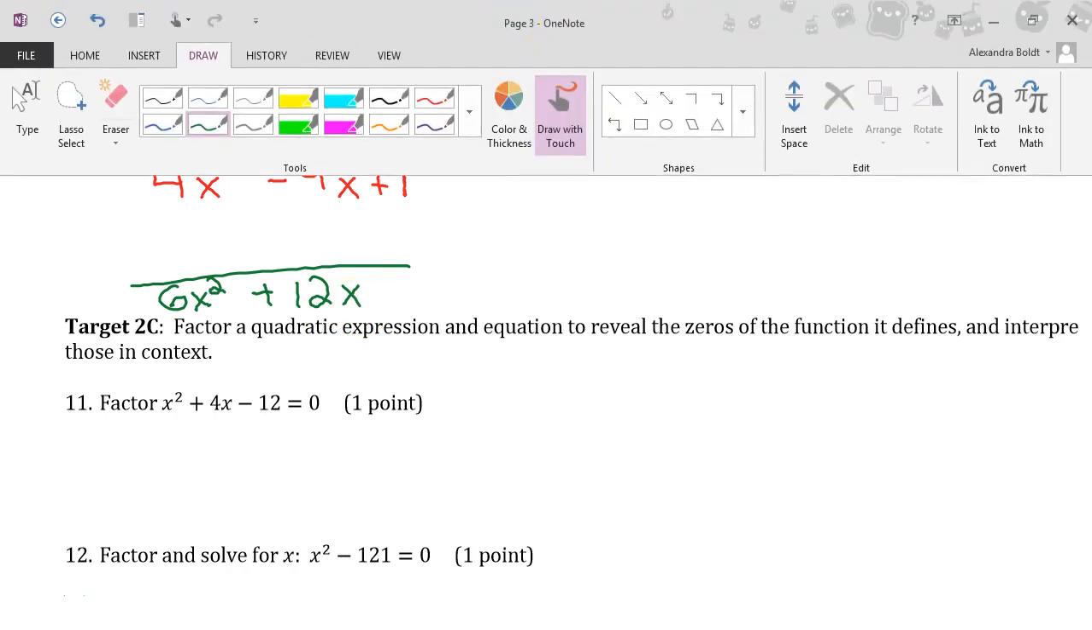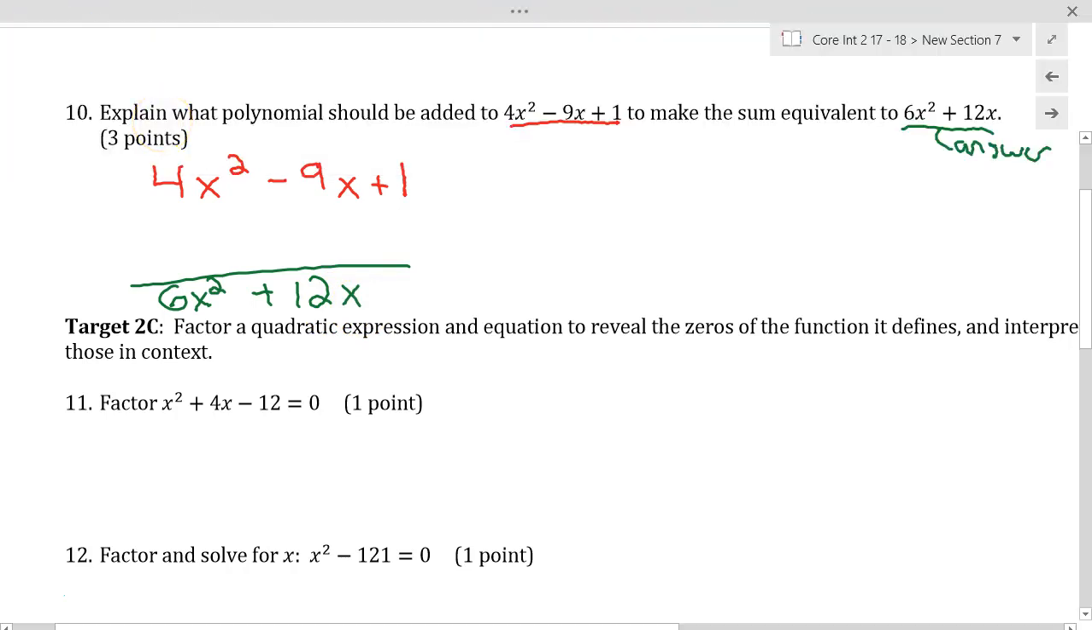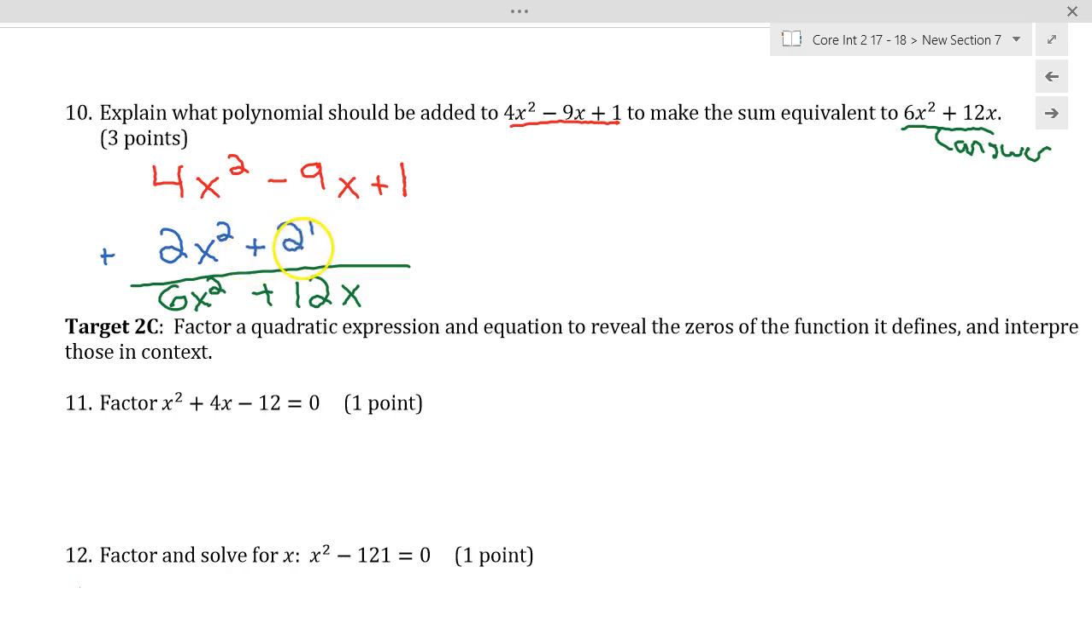First of all, the first way is just kind of thinking about it. If I want to go from 4x squared to 6x squared, I'm going to add 2x squared, right? 4 plus 2 is 6. To go from negative 9 to positive 12, if I start at negative 9, I have to go 9 just to get to 0, and then I have to still go another 12. So that's a total of 21x. Then, to get from positive 1 to nothing, I have to subtract 1. If you can think that way in your mind, that is great.